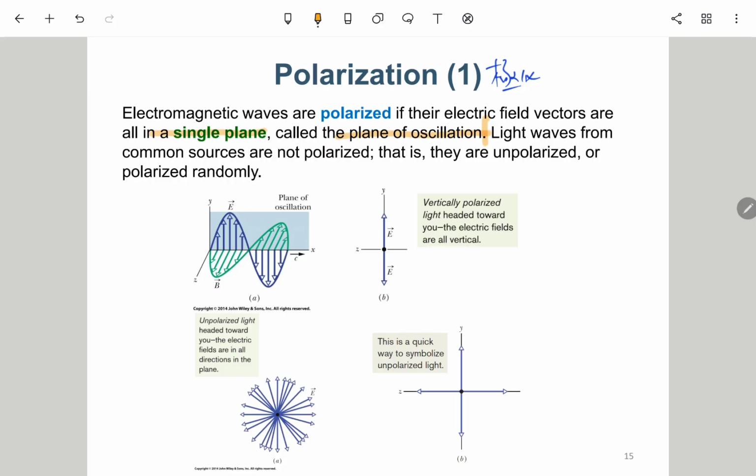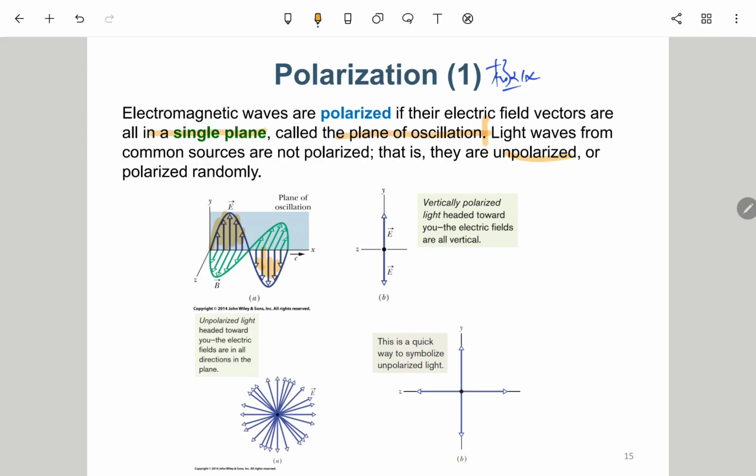The light wave from a common source is not polarized. That is, it is unpolarized, just like the sunlight, which is polarized randomly. If it is polarized, the E field only points in the same direction. For an EM wave, the B field is always perpendicular to the E field. So if all the E fields are in the same plane, all the B fields are also in the same plane, but these two planes are perpendicular to each other.